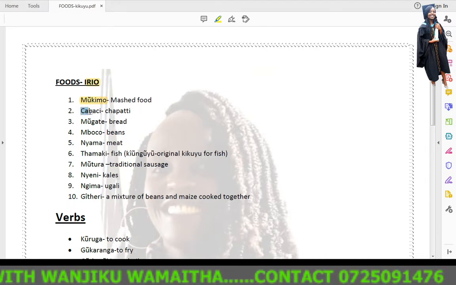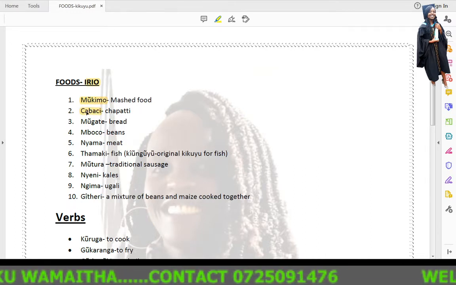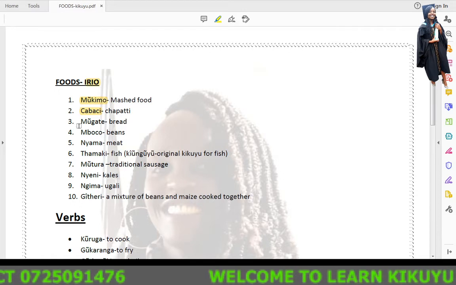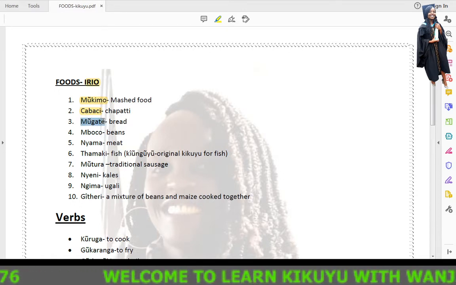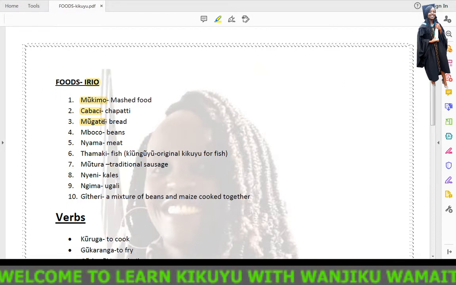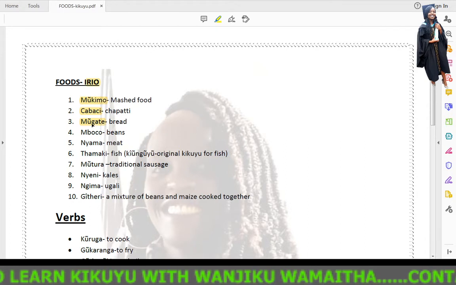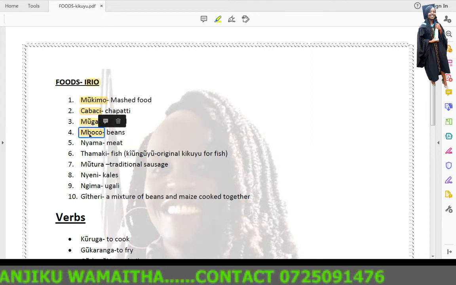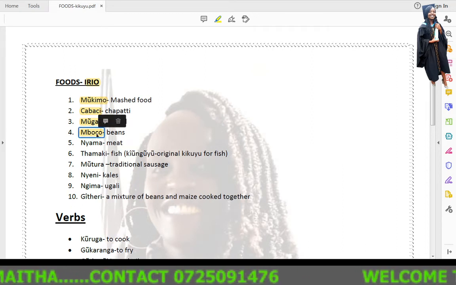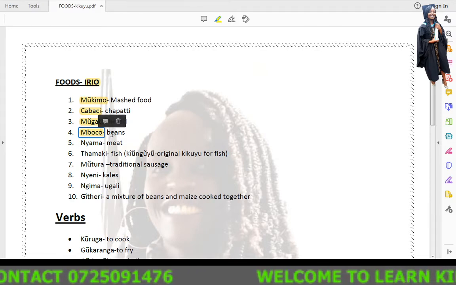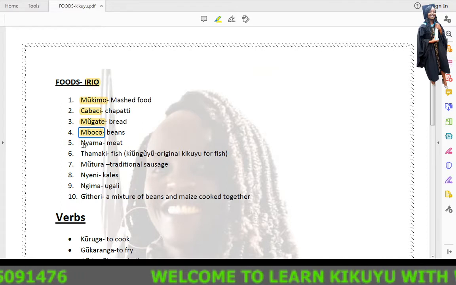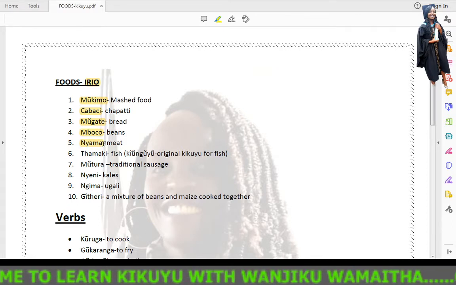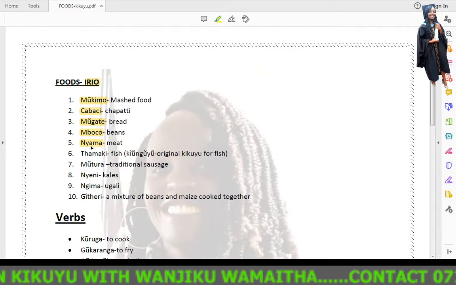Then we have safasi. That is chapati. Then we have mugate, to mean bread. Mugate. Then we have bosho. You can also read it as boso. So bosho means beans. Then we have nyama. That is meat. Nyama.